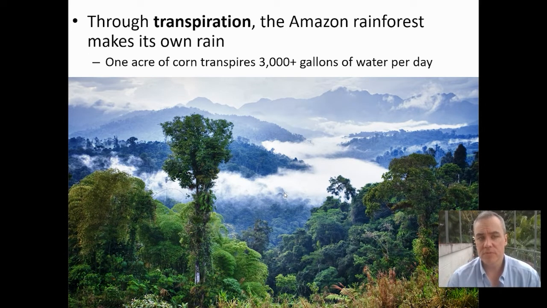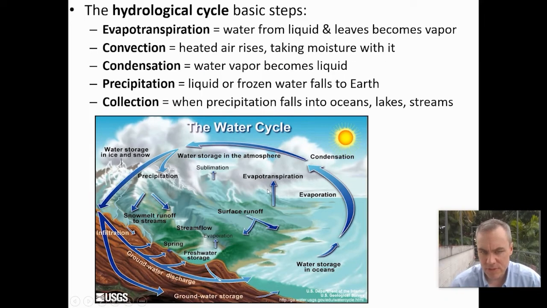And just for perspective, 1 acre of corn transpires, or evaporates off of its leaves, 3,000 to 4,000 gallons of water per day. That's a lot of water. So transpiration is a very important part of the hydrologic cycle. In the diagram in the center, you can see evapotranspiration is summing up all that evaporation from all over the land and also from plants as well.